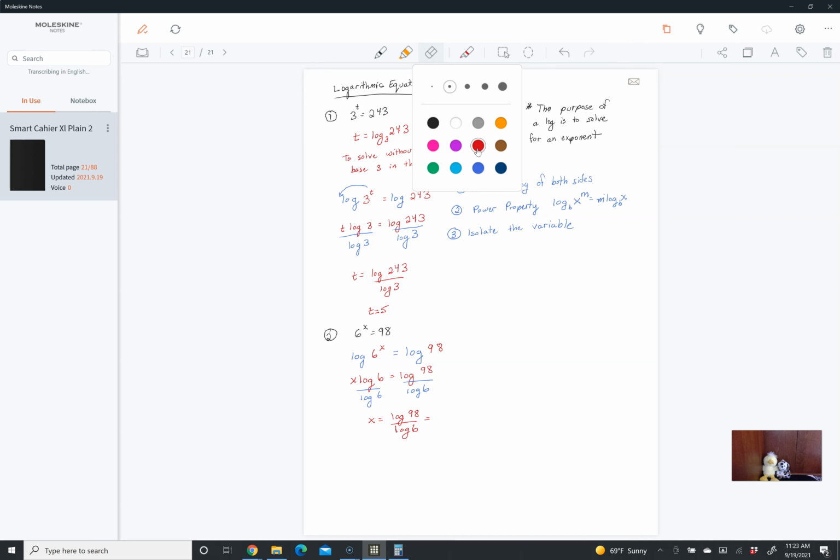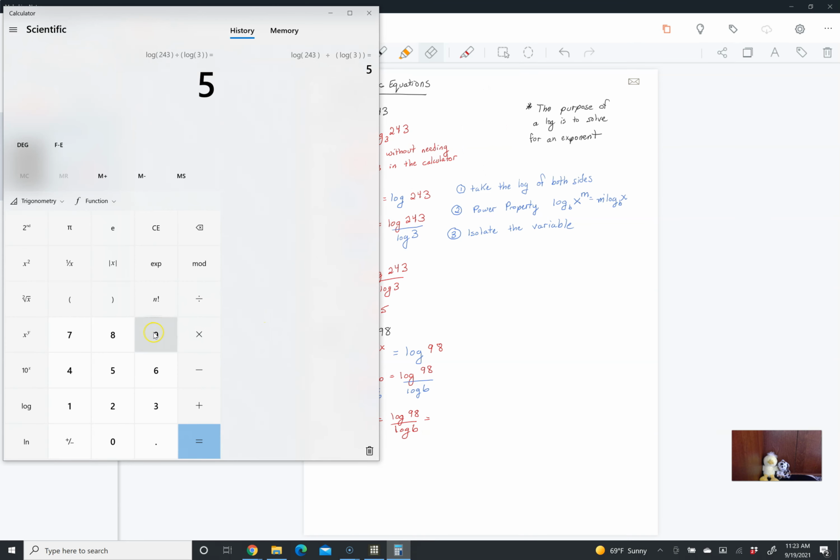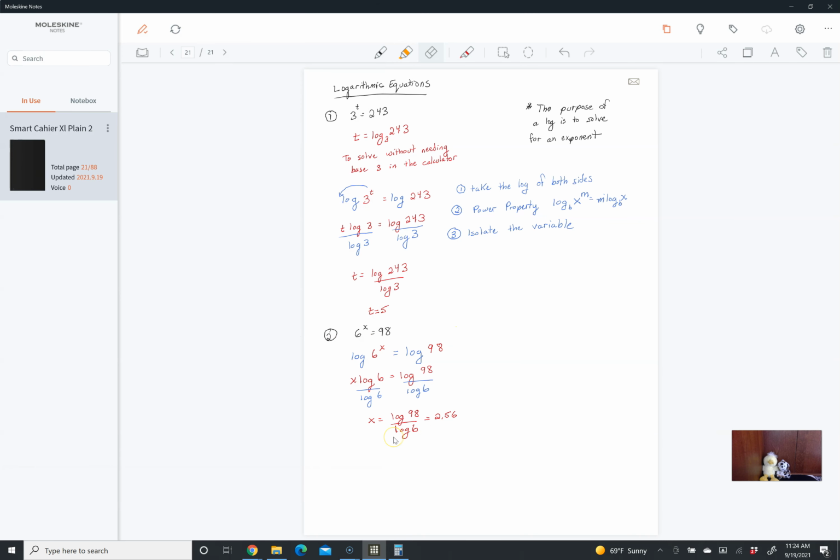Practice putting this into your calculator. You should be getting 2.56. And I'll do that here. I won't do this all the time. In other words, a lot of times I'll just write down the answer. So log of 98 divided by the log of 6, and we get 2.56. Okay, same three rules here. Nothing changed.